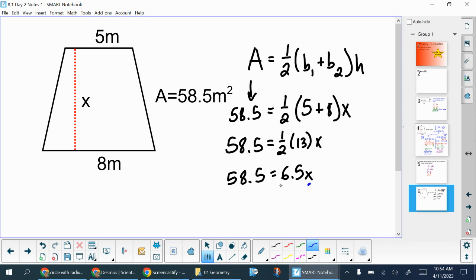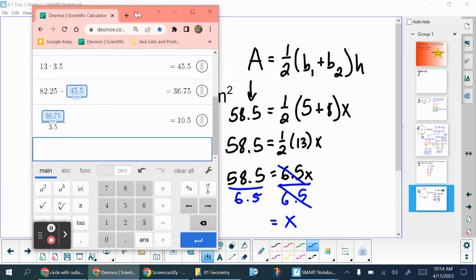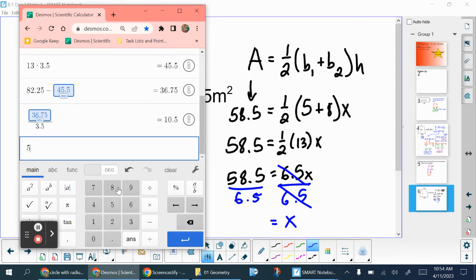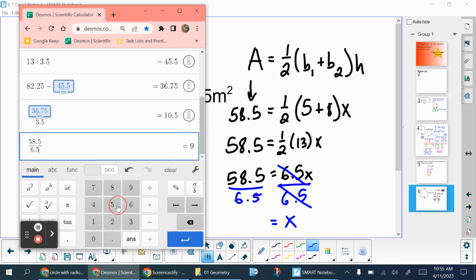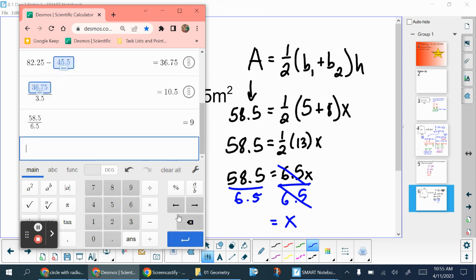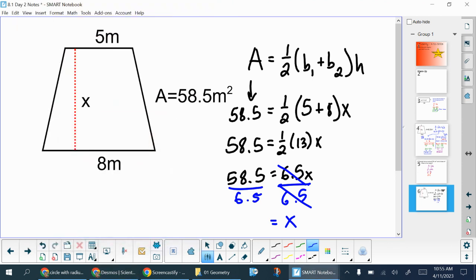And then to get rid of that half, I'm just dividing by 6.5. Boom, boom. x equals. And again, if there's decimals, you're going to end up at a point where you probably don't know what 58 and a half divided by 6.5 is. So we'll put that in a calculator. And it's 9. So that's nice. So we get 9 meters for our height.